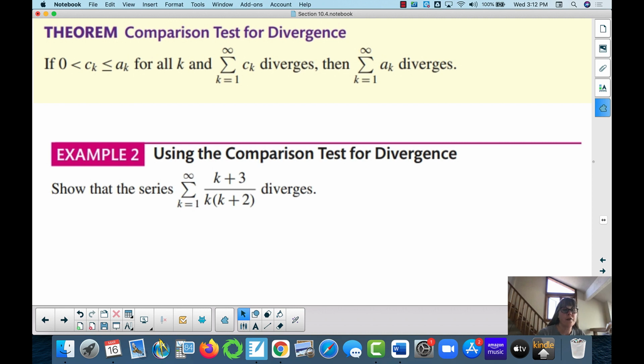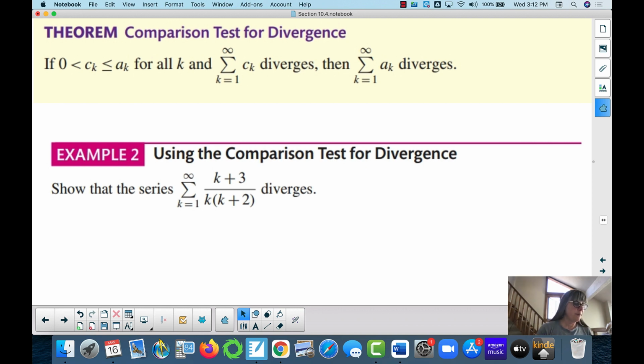So for divergence, you want to do the opposite. You want to find a series whose sum is going to be smaller than the one that you're trying to compare it to. And if that one diverges, then you know that the one you're trying to figure out has to also diverge.